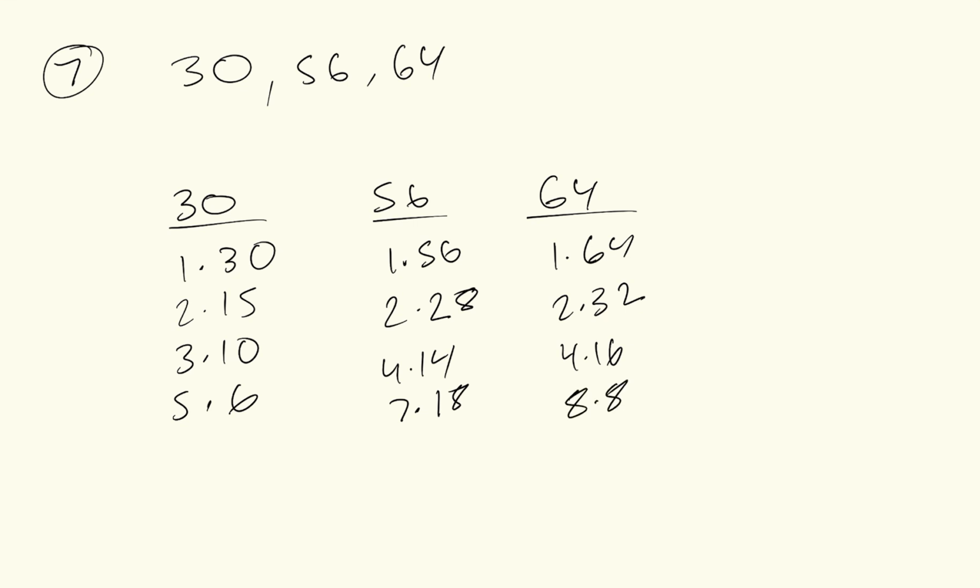Now, which number is found in all three? This might take some time just to go through all three and check. But 2 is the number found in all three. And so your GCF is equal to 2.